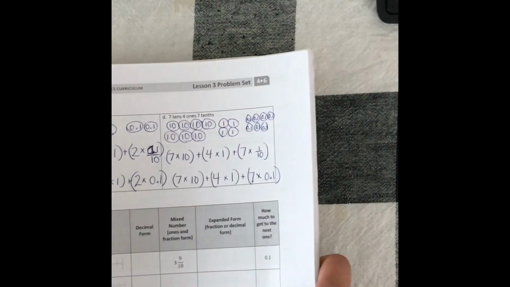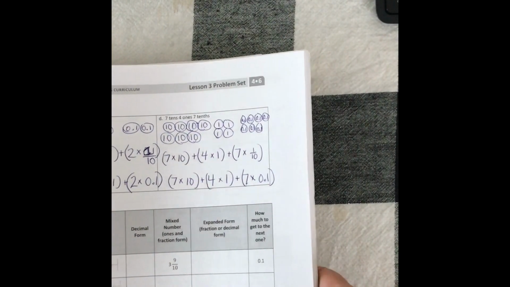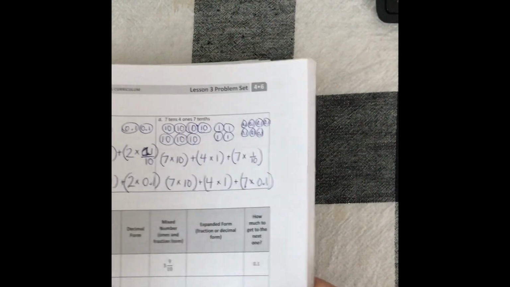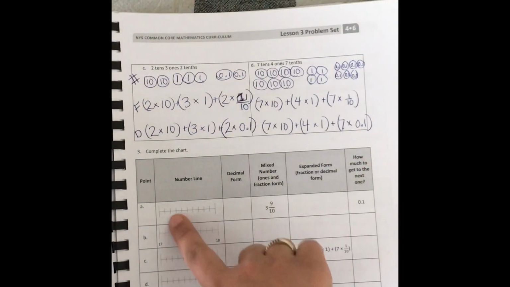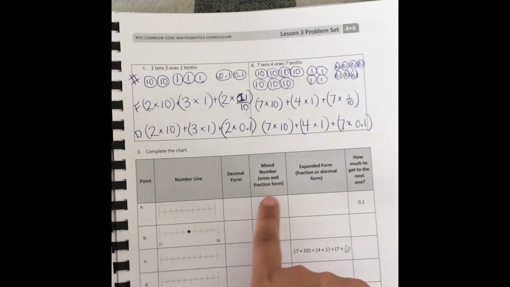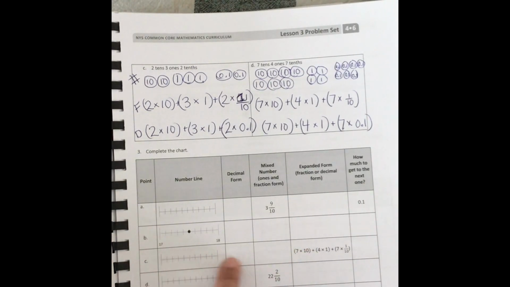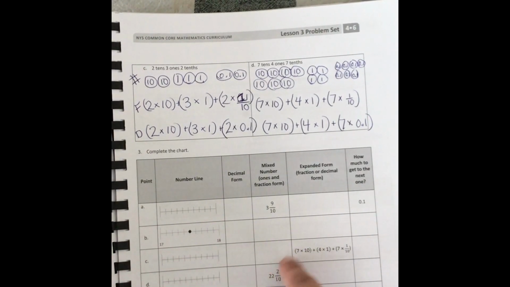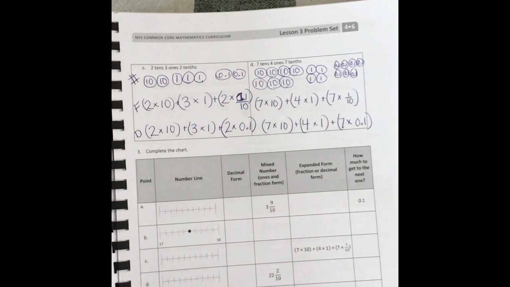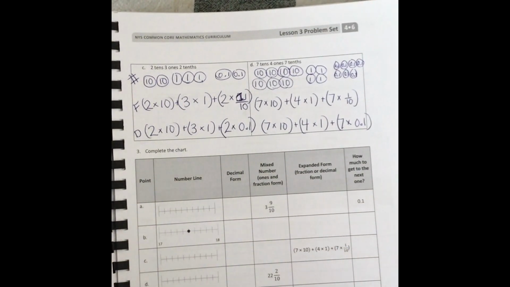If you'd like to do the next part on your own, just to challenge yourself, look at the number line and use the information that they give you. It's all different. Here's expanded form, so you'll have to put it on the number line, convert it to the different forms, and then see how much it is to get to the next whole number. If you want to do that as a challenge.